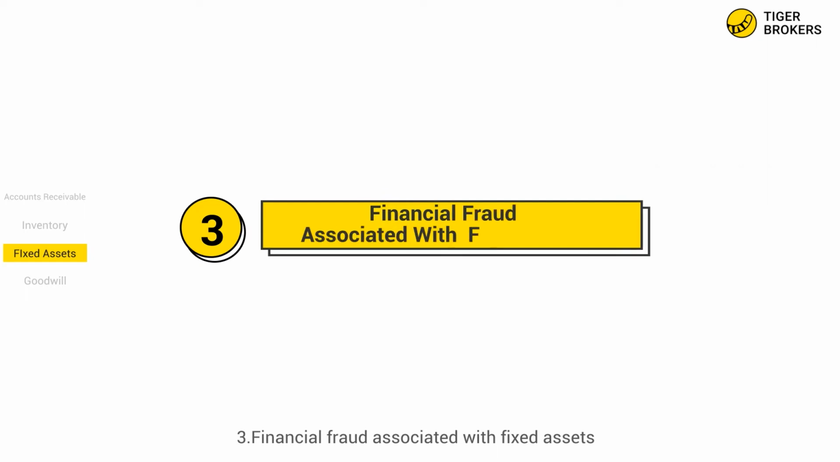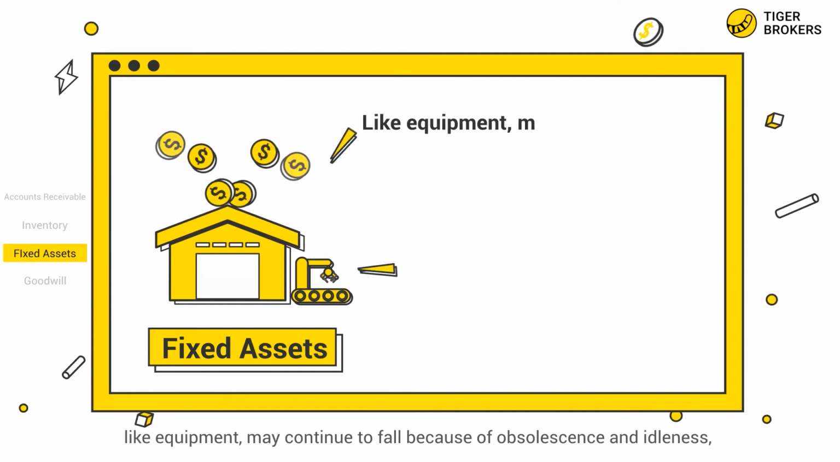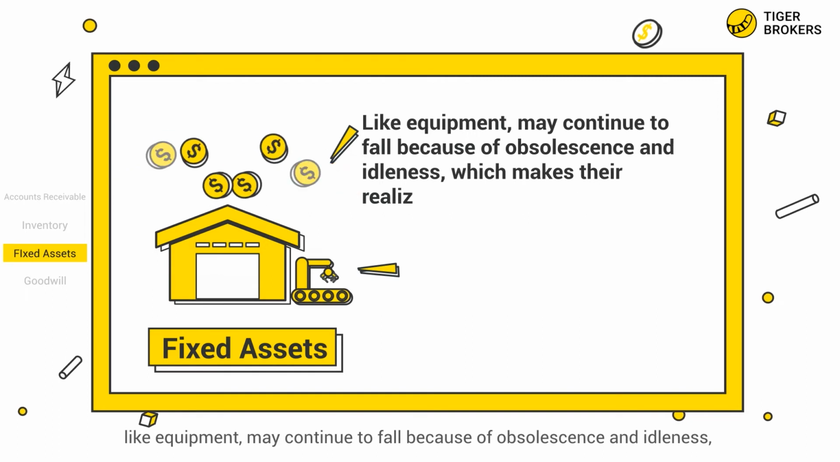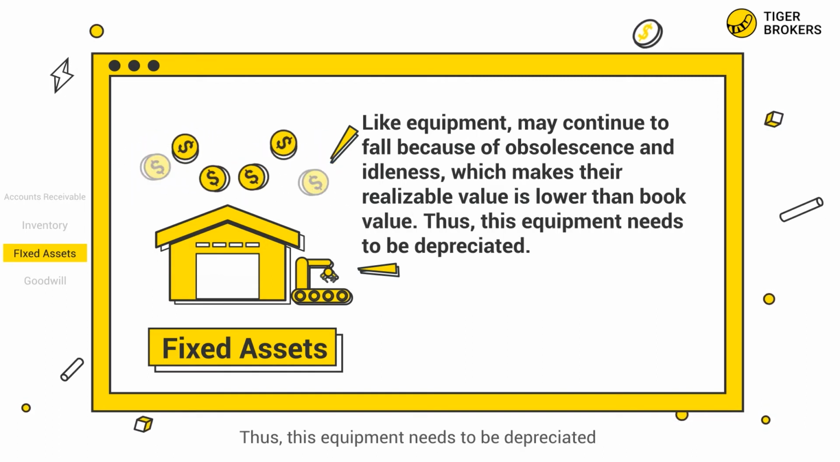3. Financial fraud associated with fixed assets. The market price of fixed assets, like equipment, may continue to fall because of obsolescence and idleness, which makes their realizable value lower than book value. Thus, these equipments need to be depreciated.